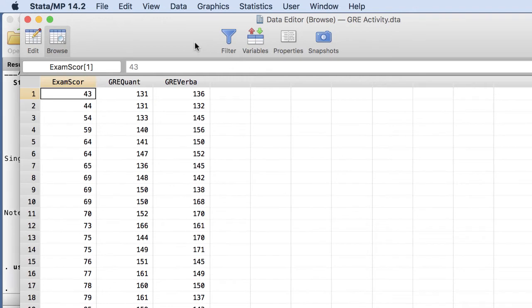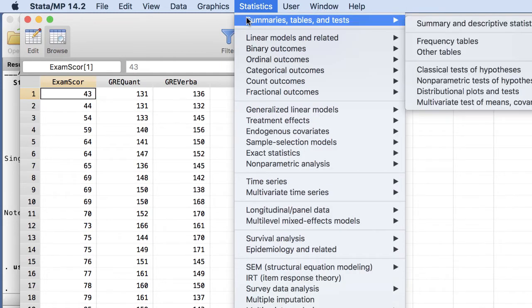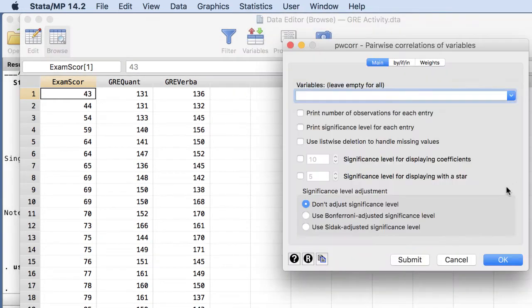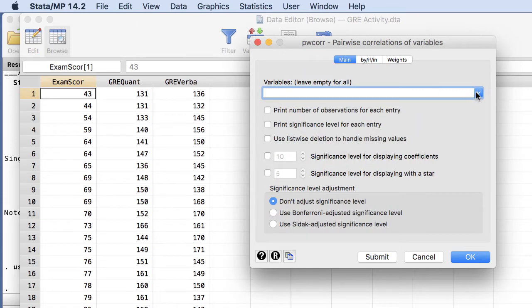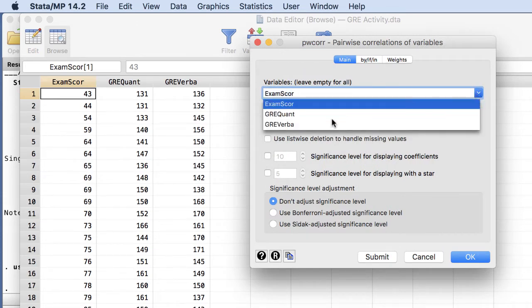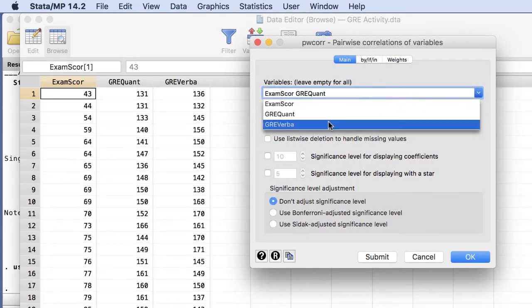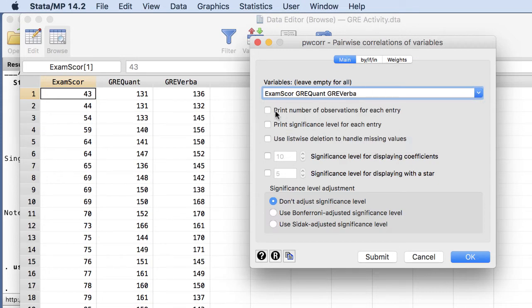So let's look at the relationship between these variables. If we go to statistics, summary, and descriptive statistics, we can go clear over here, and I know you can't see this, to pairwise correlations, and we can put in all our variables so that we can look at the correlation matrix. This will give us our significance. This will give us the number of observations.